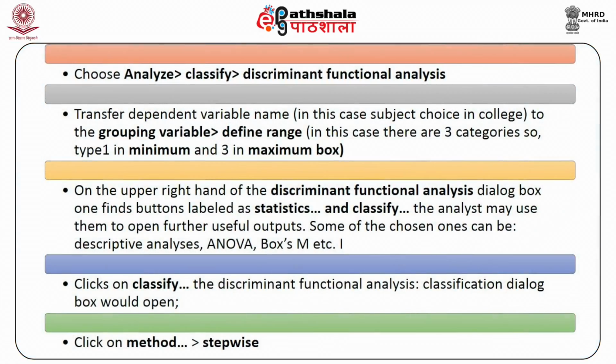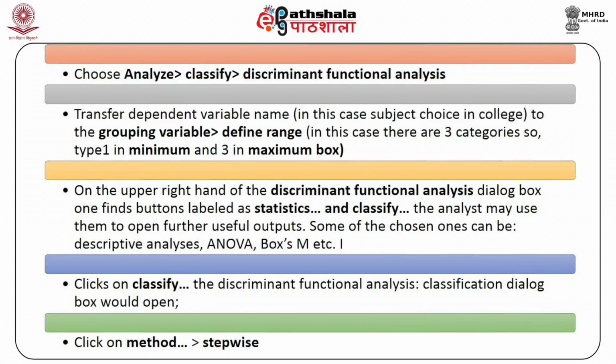Choose Analyze, Classify and Discriminant Function Analysis. Transfer the dependent variable's name. In this case, we take the subject choice in the college as the grouping variable. Go to Define Range. In this case, there are 3 categories, so type 1 in the minimum and 3 in the maximum box.